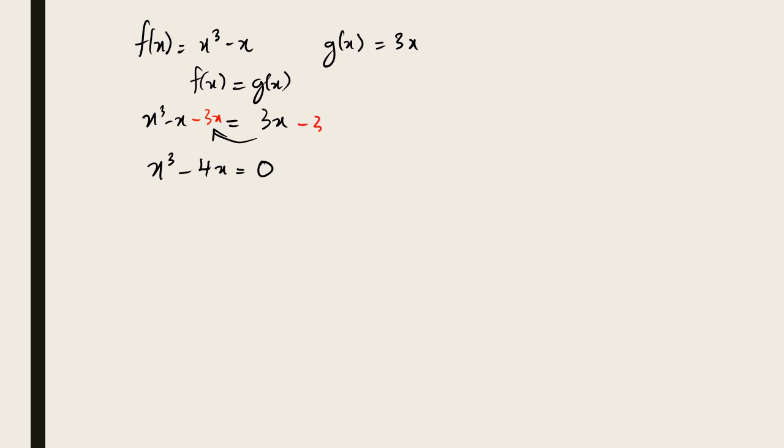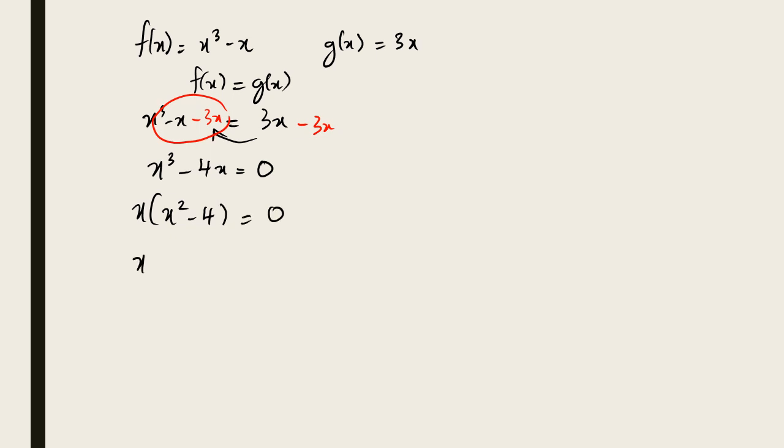Right? Because we subtract 3x on the right side, the left side should be subtracted by 3x also. So negative x minus 3x will be negative 4x. After that, what we need to do is to factorize so we can find the roots here. Factorize out x, we have x times (x squared minus 4) equal to 0.